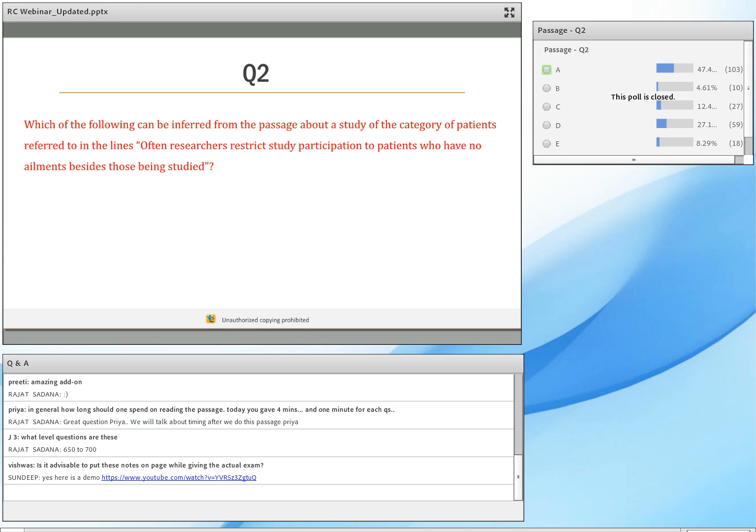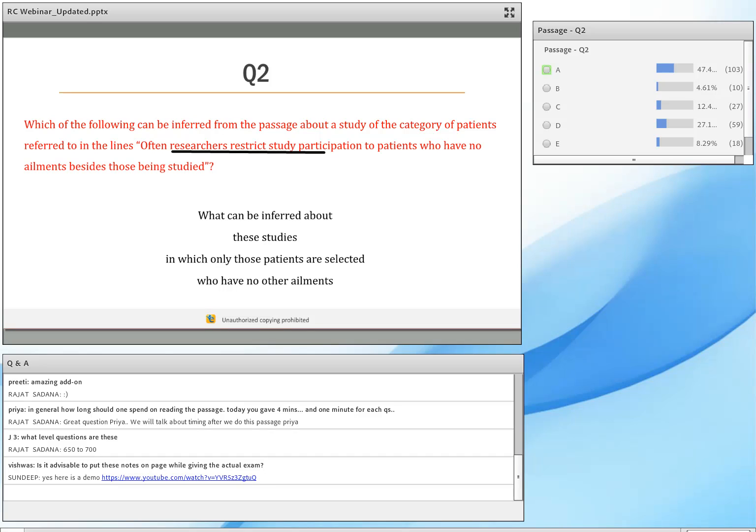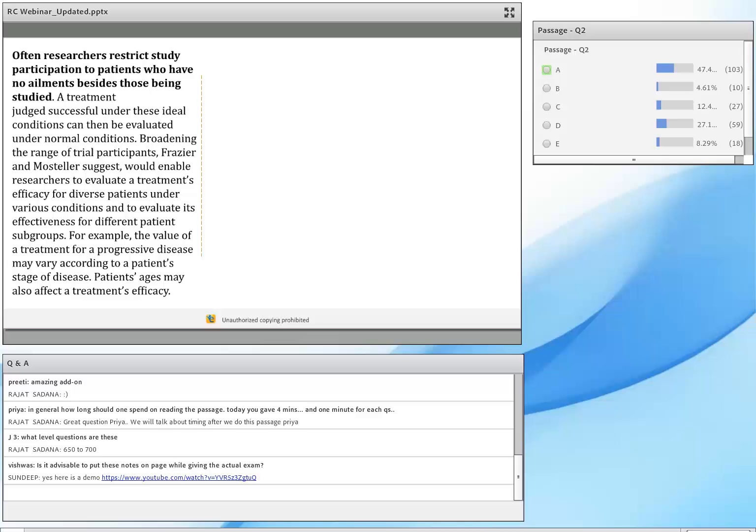Question number 2 says, which of the following can be inferred from the passage about a study of a category of patients referred to in the lines, often researchers restrict participation to those who have no ailments besides the disease studied. So what the author is saying is, what can be inferred about those studies? We have to really do the inference about the studies in which only that selected group of patients is there. Let's look at what can be inferred about those studies.